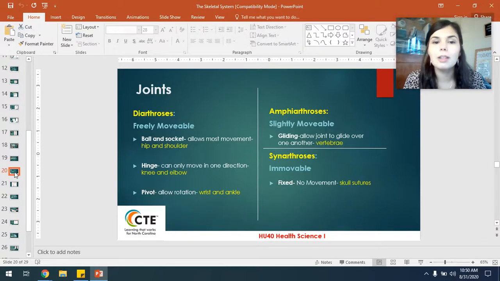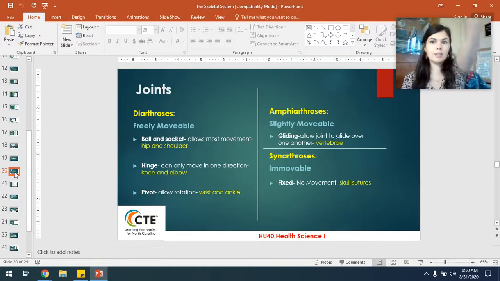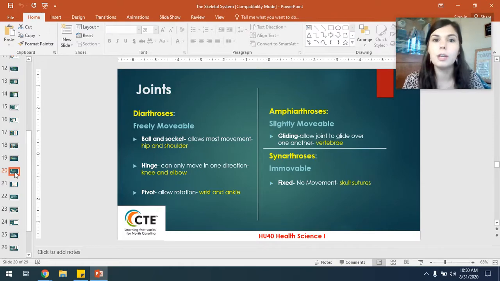Ball and socket joints allow for the most movement because these are located in your hip and your shoulder. So think about how you can take your arm and you can completely turn it around. Same with your hip. You have a full range of motion. That is a ball and socket joint. And it's called a ball and socket joint because the end of one bone literally has a ball on the end of it. And the end of another bone kind of has a C shape or socket shape, and they fit together like that.